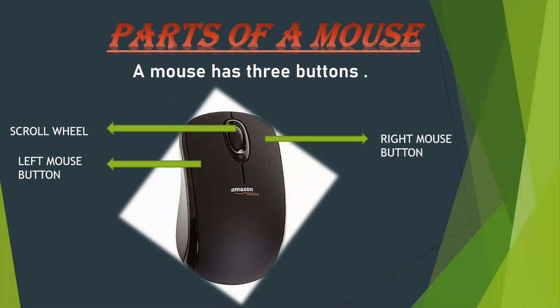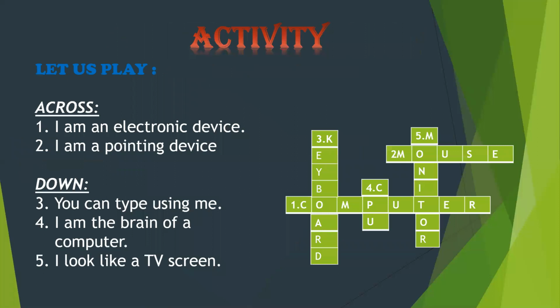Till now, we have learned about the machine computer and its part, isn't it, children? Now, based on this, let us complete the crossword puzzle by using some hints. So the first one is, I am an electronic device. So can you say the answer, children? Electronic device? Yes, it is computer. C-O-M-P-U-T-E-R. The second one is, I am a pointing device. So which device is a pointing device? Yes, mouse. M-O-U-S-E, mouse.